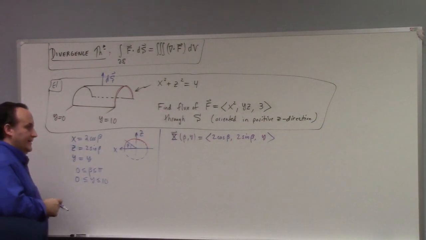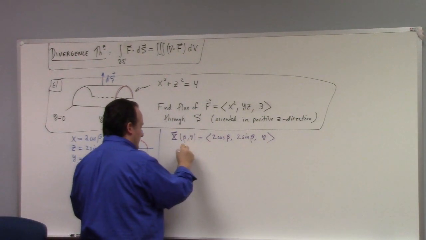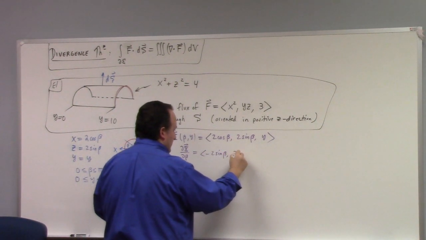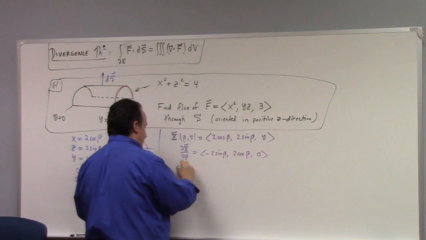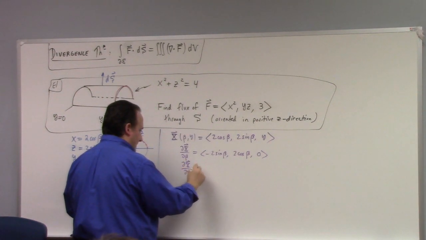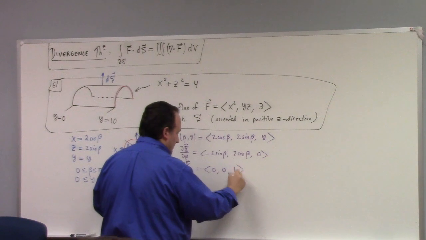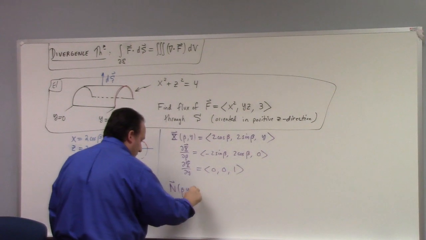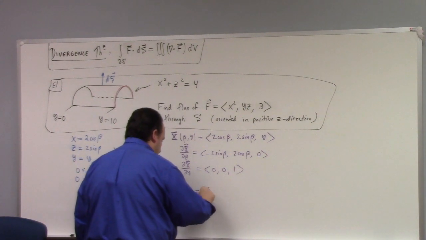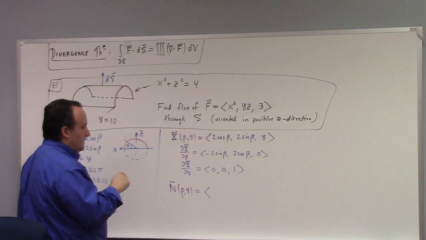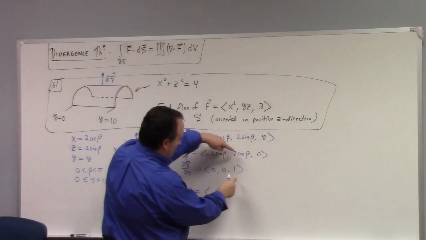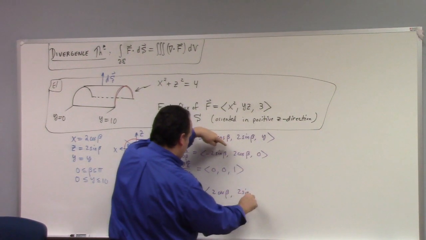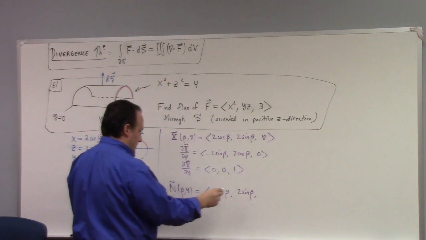And, okay, so my partial velocities, partial x, partial beta: minus 2 sine beta, 2 cos beta, 0, and partial x, partial y: 0, 0, 1. Take the cross product of these to get the normal in the beta-y coordinate system, and that gives me, let's see here, 2 cos beta, 2 sine beta, 0.